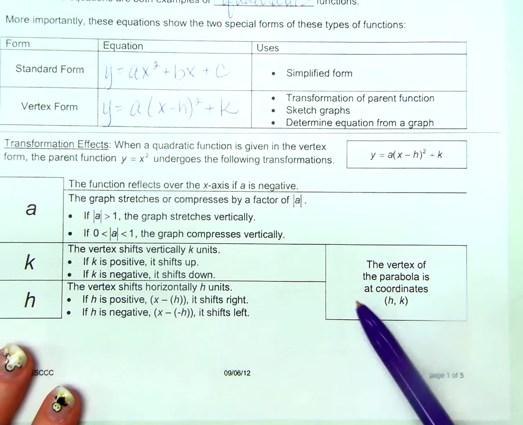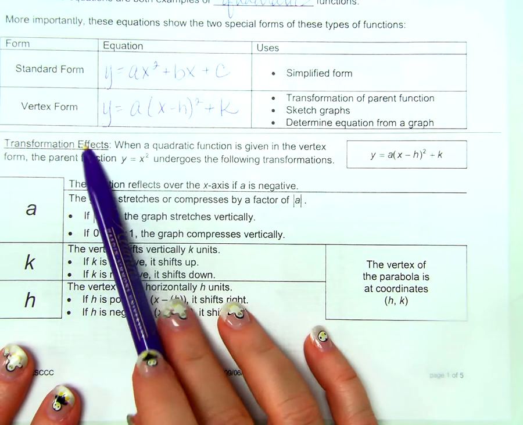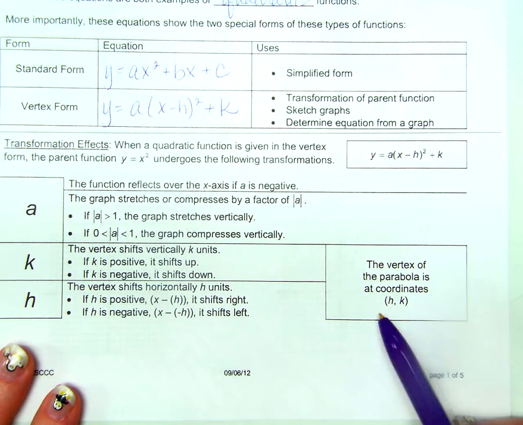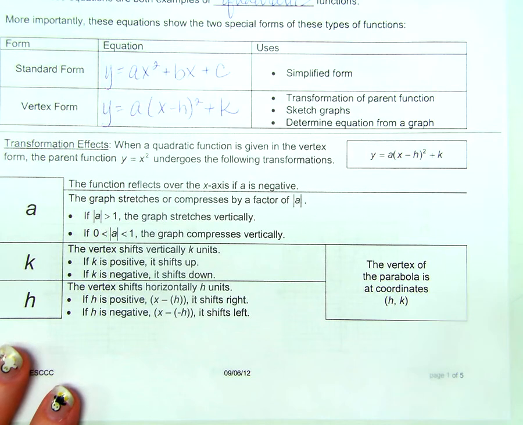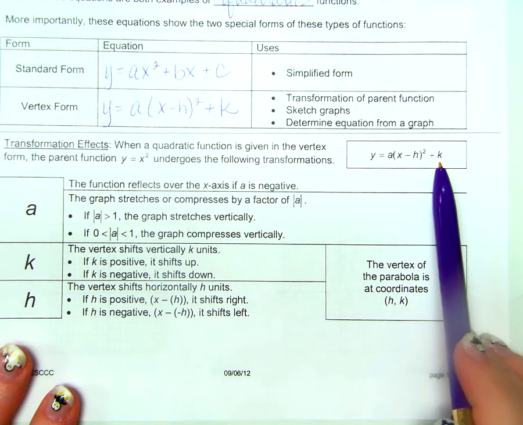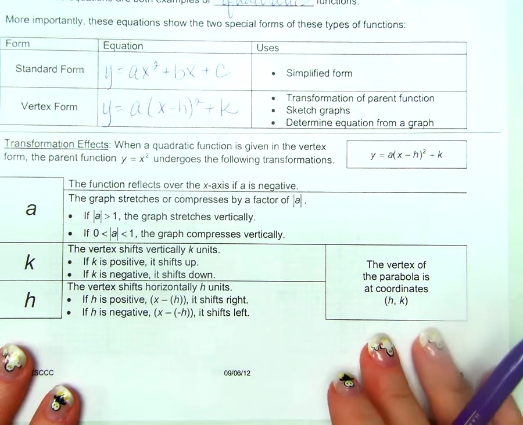But here's the thing about the vertex form of a quadratic, okay? The vertex is easy to find. Now that seems logical to me, that if we're going to call something the vertex form, we should be able to find the vertex. And guess what? It's true. The vertex is (h, k). It's the number on the inside and the number on the outside. That's the vertex. Okay? Turn the page.